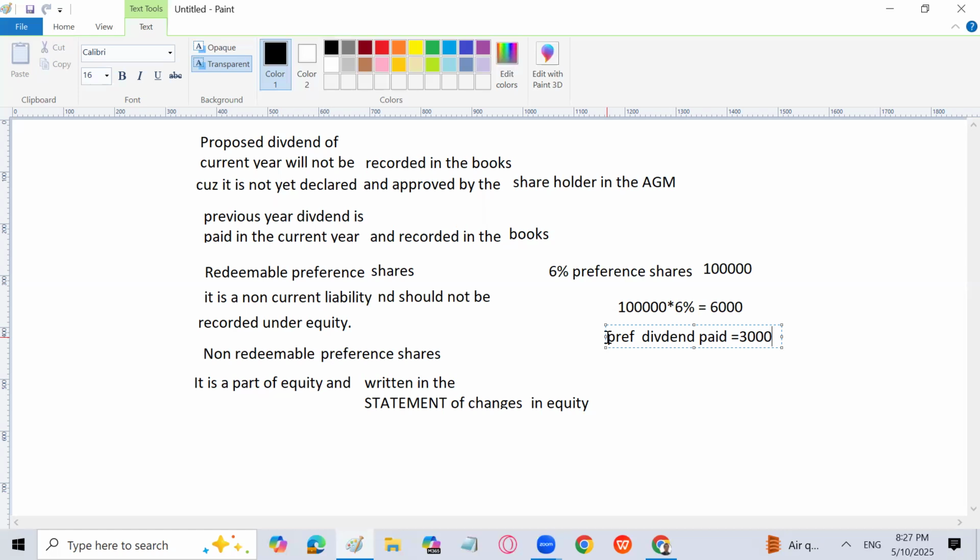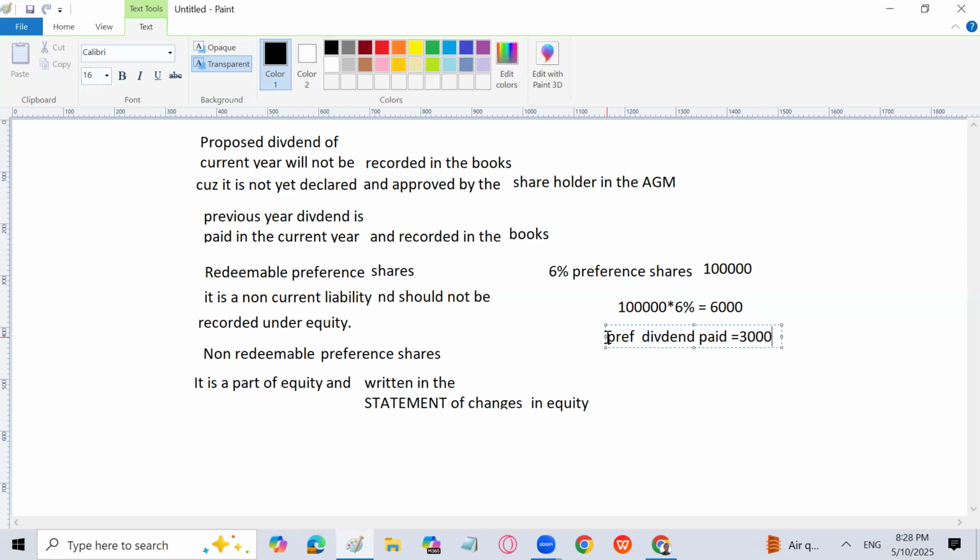अब हमने 6,000 ही पे करना है। अगर आपने प्रेफरेंस शेयर डिविडेंड कोई पे किया हुआ है, चाहे वो इंटरिम हो, जो मर्जी हो, 3,000 पे किया हुआ है, तो बाकी कितना और पे करना है आपको? आपको बाकी 3,000 और पे करना है। यानी प्रेफरेंस डिविडेंड जो आप पे करोगे वो 6,000 से ज्यादा नहीं हो सकता, चाहे पहले पे कर दिया आपने 3,000, ये 3,000 पेड लिखा हुआ है या नहीं लिखा हुआ, इट हैज टू बी 6,000, because on preference share we used to pay fixed dividend.